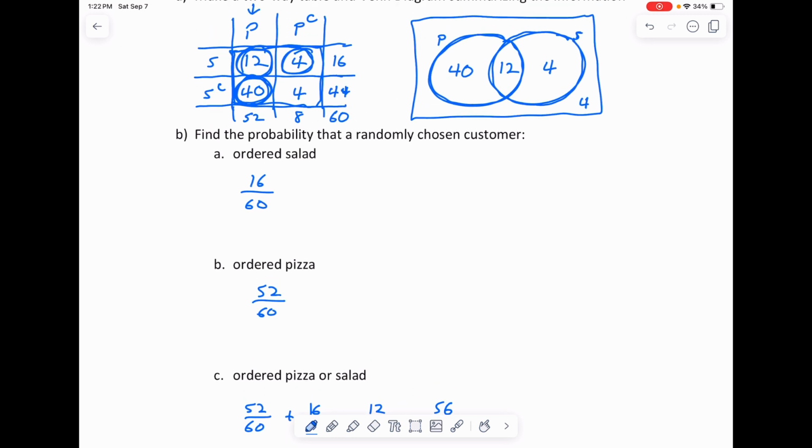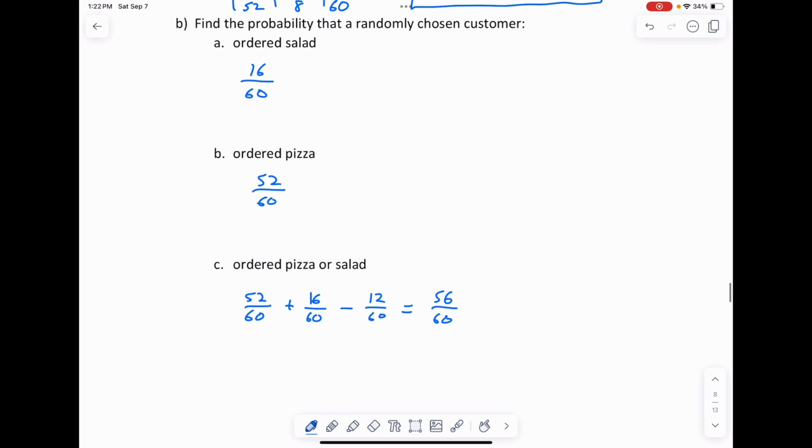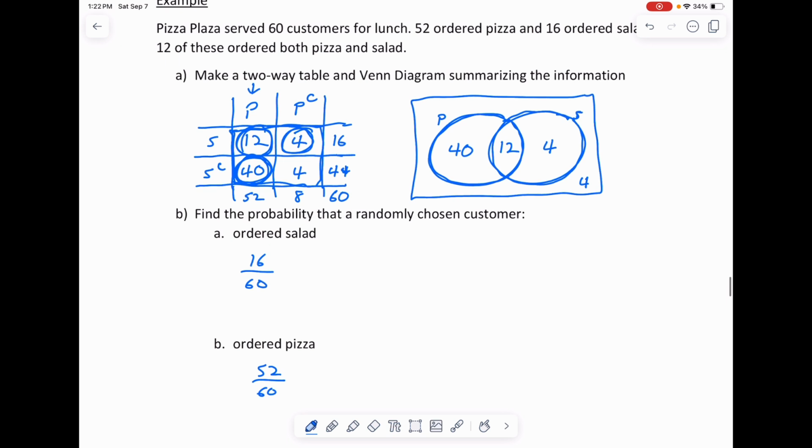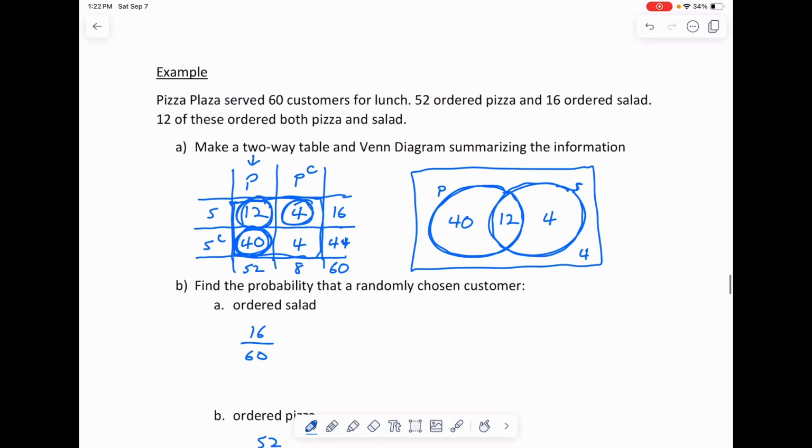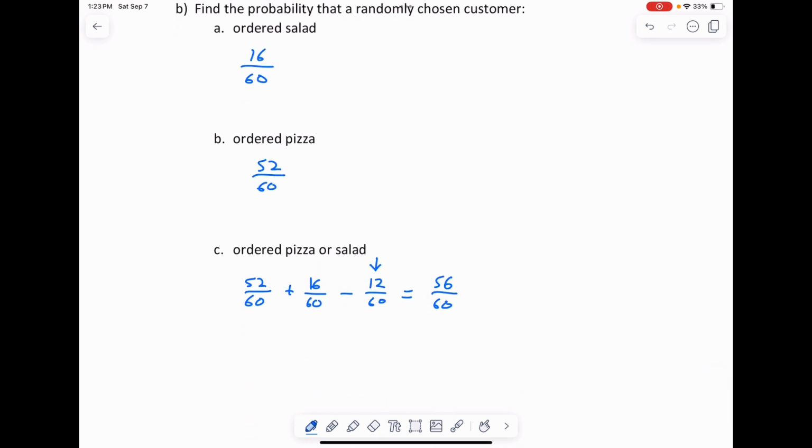The other way to think about this, in terms of the formula, is the probability of A plus the probability of B minus the probability of both. The probability of A, we said, was pizza. So we're looking at all of these people right here, 52 people. In fact, let me clean this up a little bit. The probability of salad is all of these people right here, 12 and 4, or 16. But notice what happened as I was circling those. I ended up circling the number 12 twice. I double counted those people, and that is why we need to subtract the 12 people that we double counted. Okay?